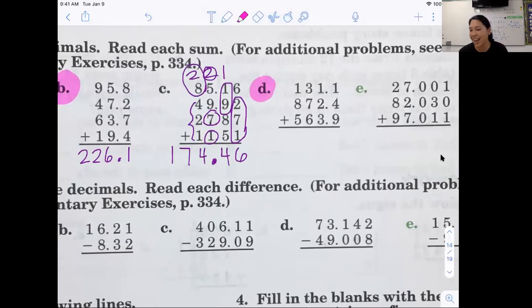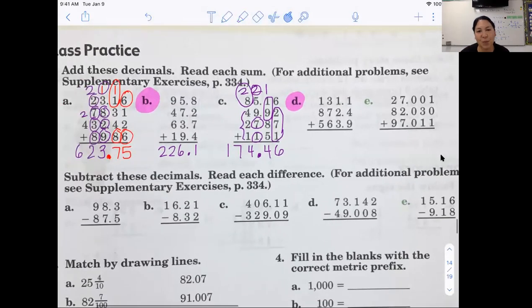Okay, I want you to do D by yourself. I'm not going to give you the answer, so you got to do it, and I'm going to check it when I call you later. Okay? So B, I gave you the answer, but D, I didn't. Okay, if you want to pause the video and do it now, you can.